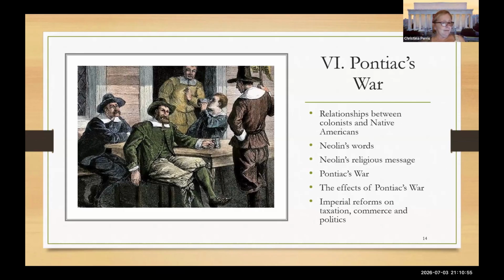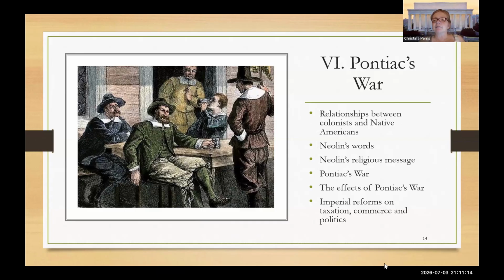So, though these Native Americans were indeed responding to Neolin's religious message, there were many other practical reasons for waging war on the British. After the Seven Years' War, Britain gained control of formerly French territory as a result of the Treaty of Paris.